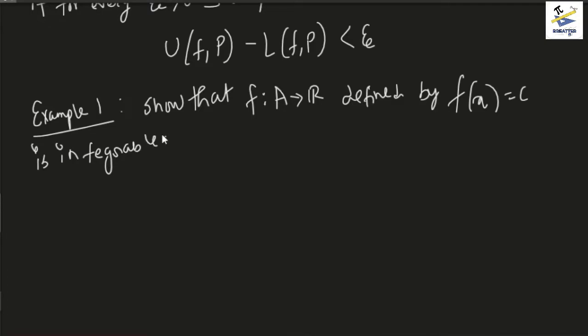Of course, another basic one would be to calculate the integral of f(x) equals 0, but that is the same as the c case, right? Because c can be 0 as well. So what we are doing is we are calculating where f(x) is equal to a real number. We are calculating the integral of that.